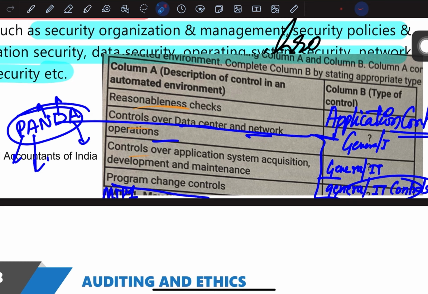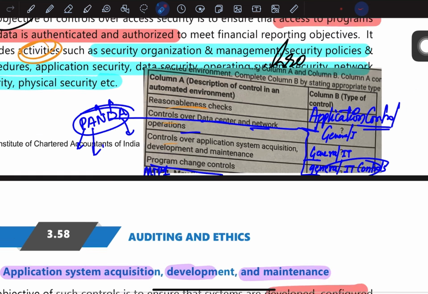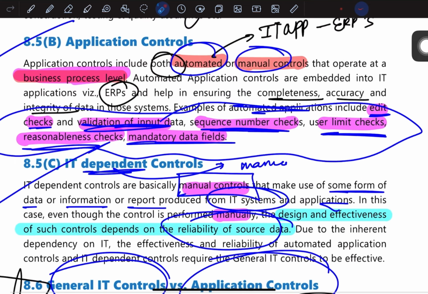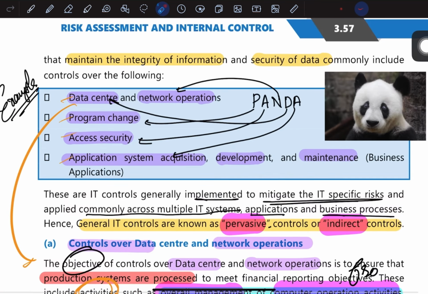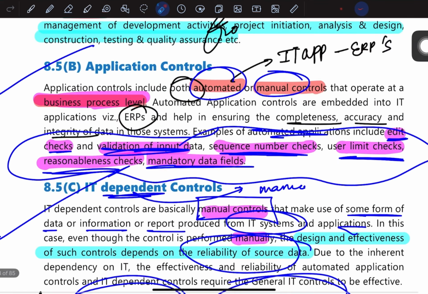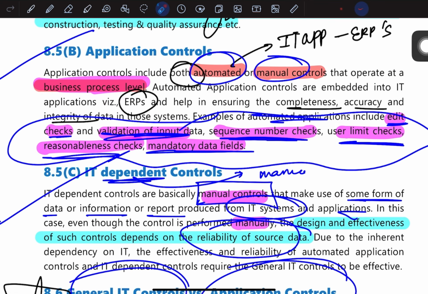Next, there's a previous year question that has been asked, so we'll do it after discussing the other two controls as well. So these were the 4 controls. PANDA, what is the full form for PANDA? First and foremost, we have program changes, then we have access security, N for network operations, D for data center, A for application system acquisition, development and maintenance. Next type of control is application controls. So general IT controls help in the effective functioning of application controls.